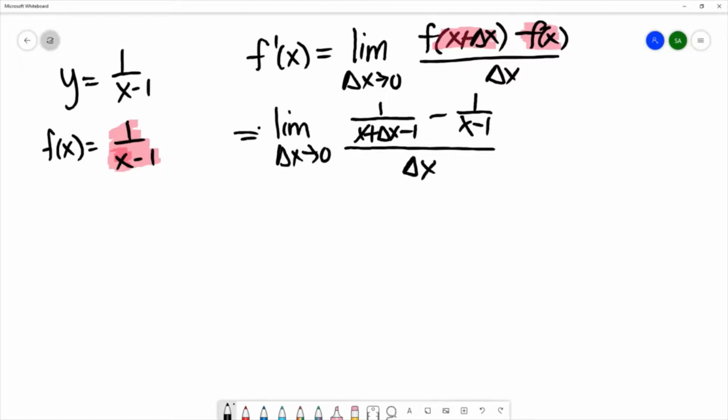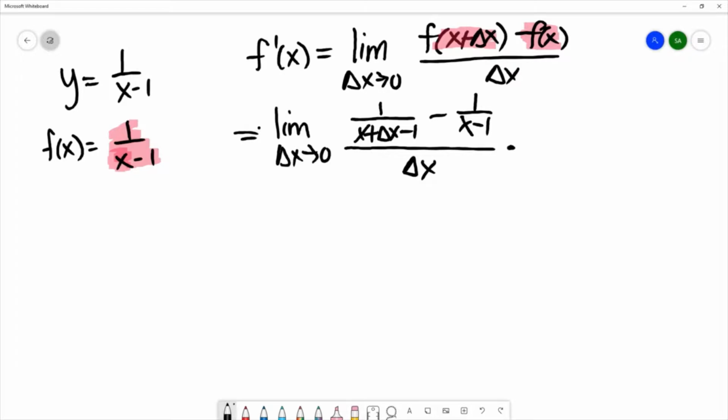So if I were to use direct substitution right now, you would end up getting 1 over x minus 1 minus 1 over x minus 1, and that would give you a 0 in the numerator, and substituting a 0 in for delta x would give you a 0 in the denominator. So what we're going to do instead is we're going to use the clearing fractions method to clear out these complex fractions that we have.